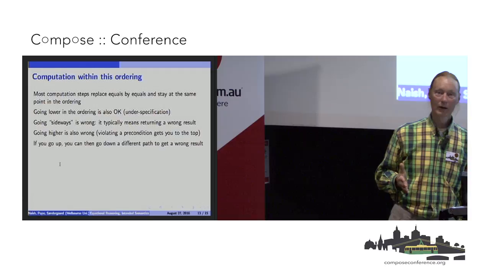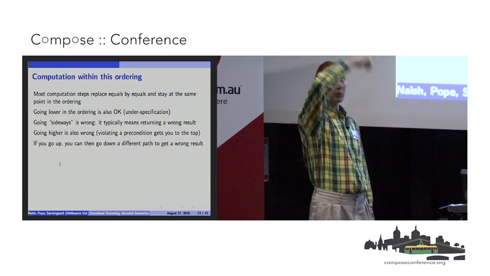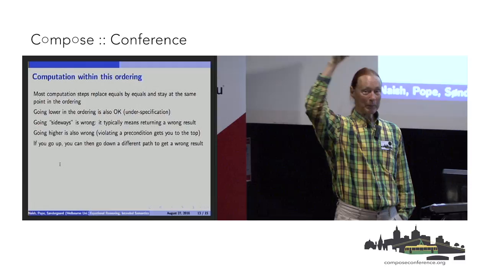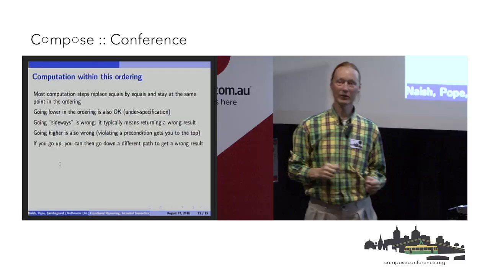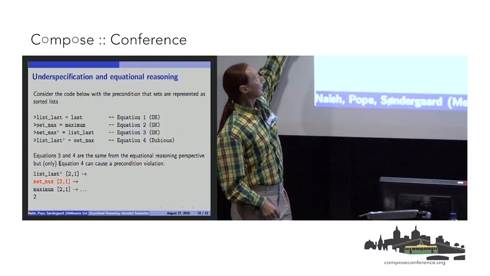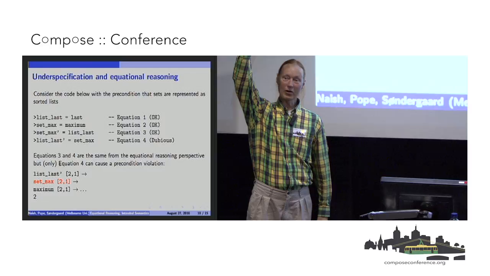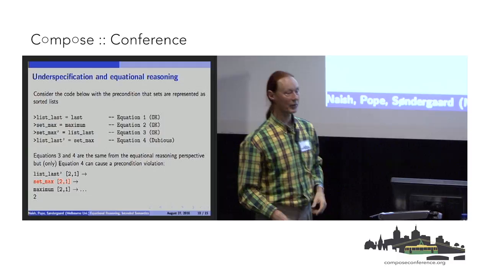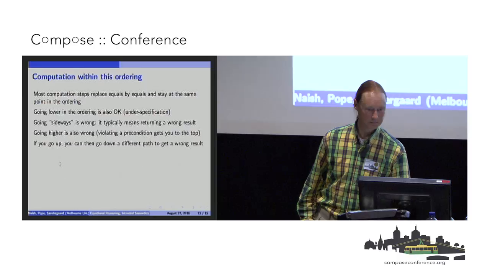Going higher is wrong. If you violate a precondition, you jump right up to the top, meaning anything goes. And if you go up, then the problem is you can come down again along a different branch, which is essentially going sideways, and that gives you wrong answers. That's exactly what happened in this computation. The intention here is the answer should be one. We call something where the precondition is violated, so we go right up to the top of this ordering, and then we come down a different branch and we get to two. So that's how we got the wrong answer, how you can explain how things went wrong.